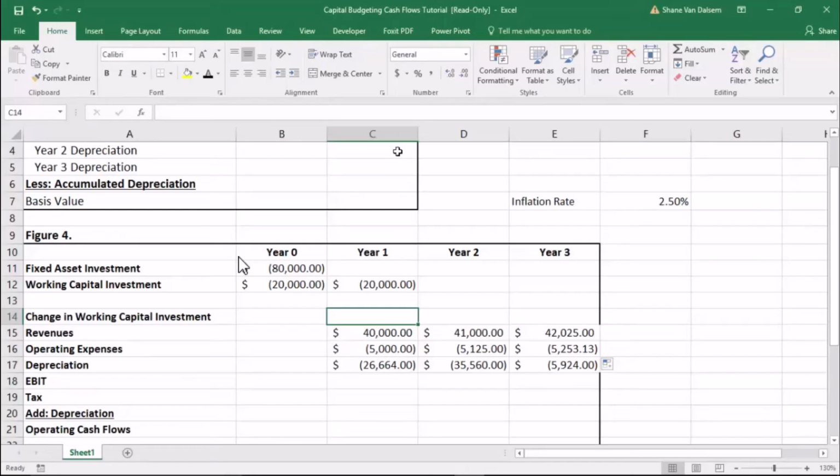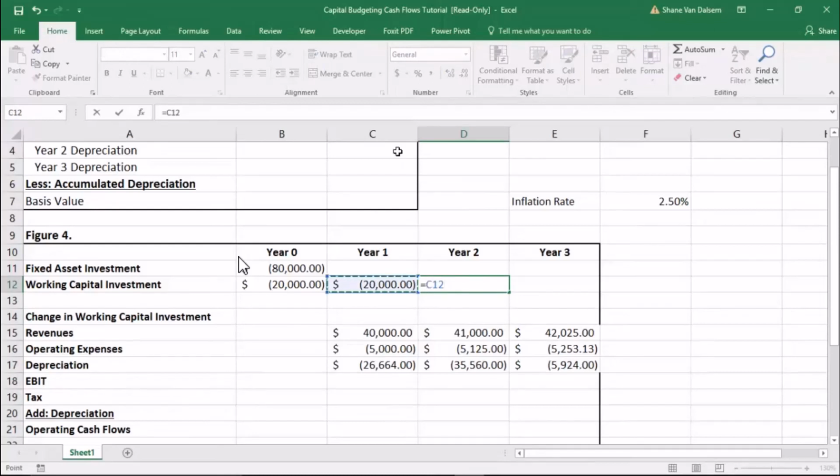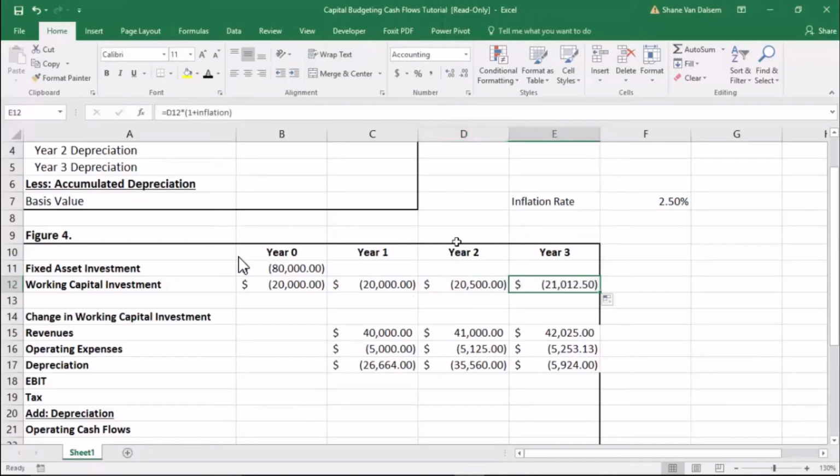So our change in working capital investment, in year one, we're not going to put an increase. In year two, we'll increase it by the rate of inflation. So up here, I'm going to put in equals the previous year's working capital investment multiplied by 1 plus inflation. So it goes up by $500. And then I'm going to pull this over one more year, and it's going to increase by $512.50.